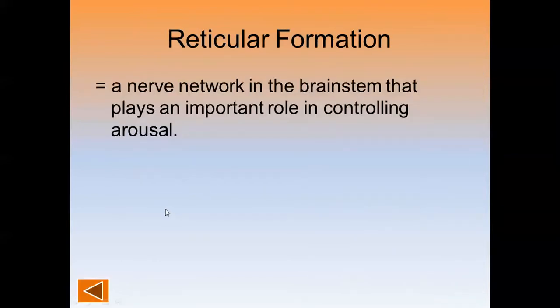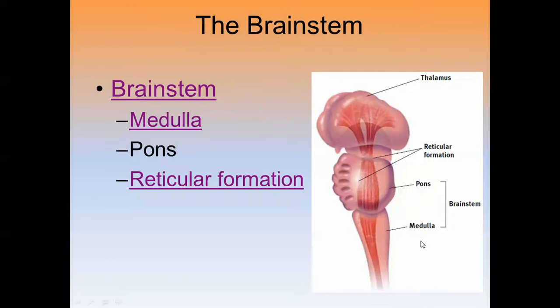And the reticular formation, again, plays an important role in controlling arousal. It's a nerve network in the brainstem, and you can see all these things right here. Just above the medulla is the pons, and it helps coordinate movement. That's what the pons does.